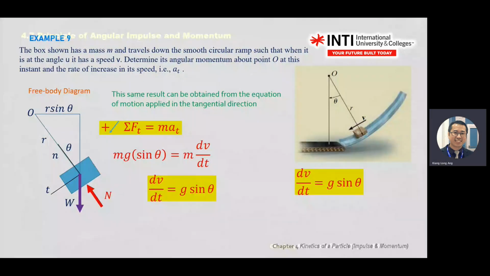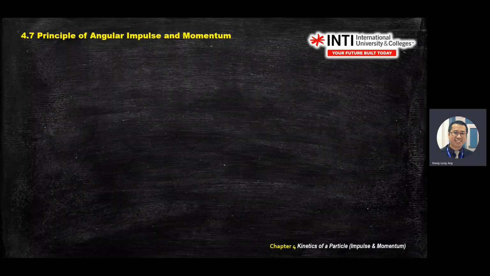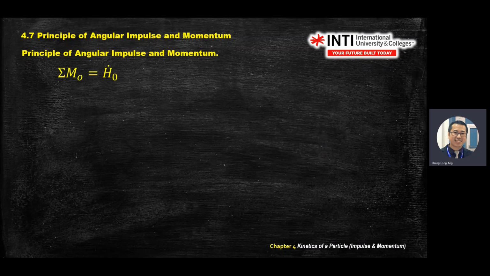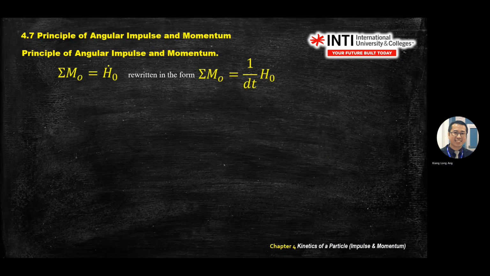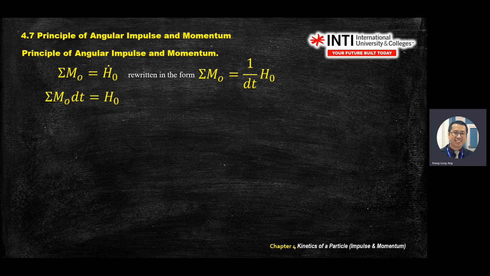So before this, you have the principle of linear impulse and momentum. Here you learn about angular impulse and momentum. So you have the principle of angular impulse and momentum. You rewrite the equation. Just now, the left-hand side is moment, and the right-hand side is the rate of change of your angular momentum, H dot.